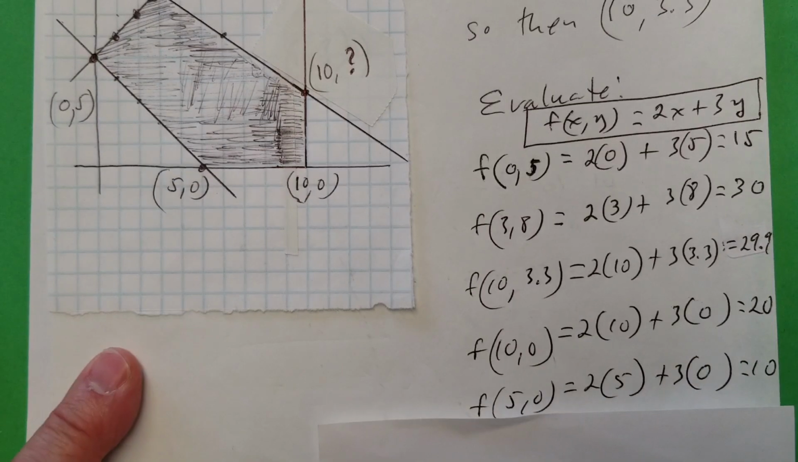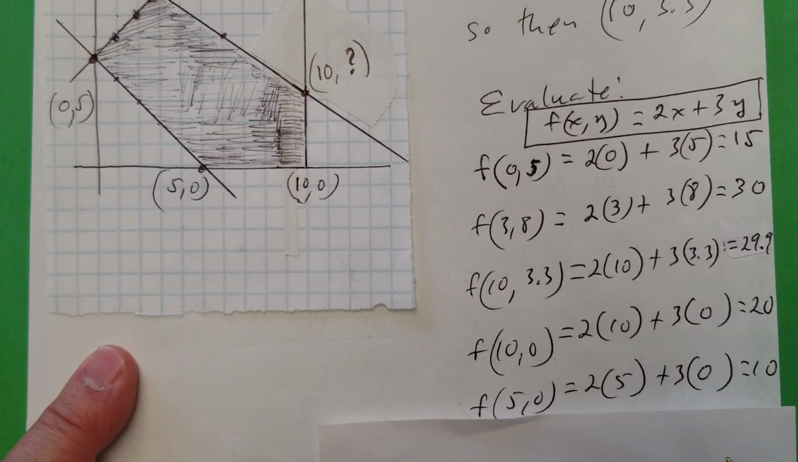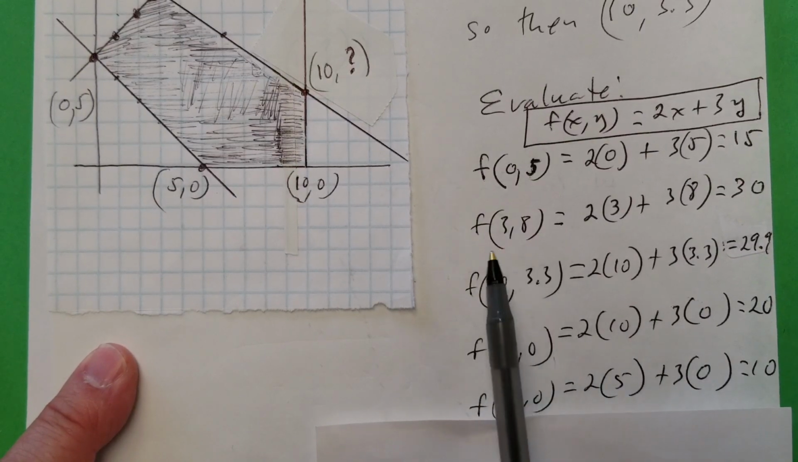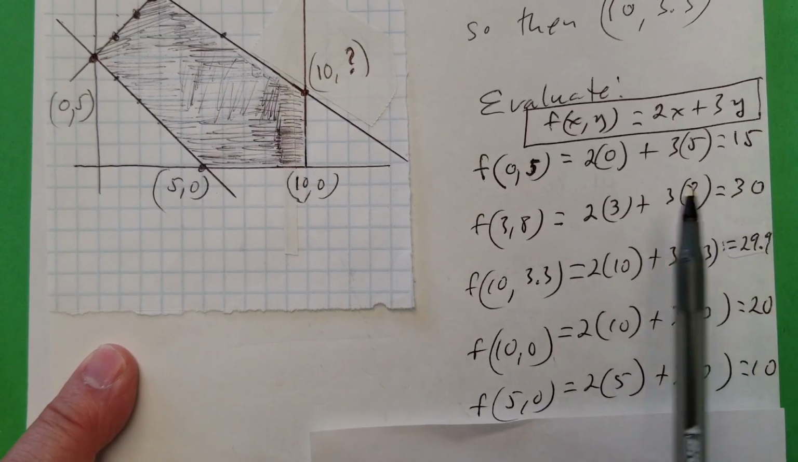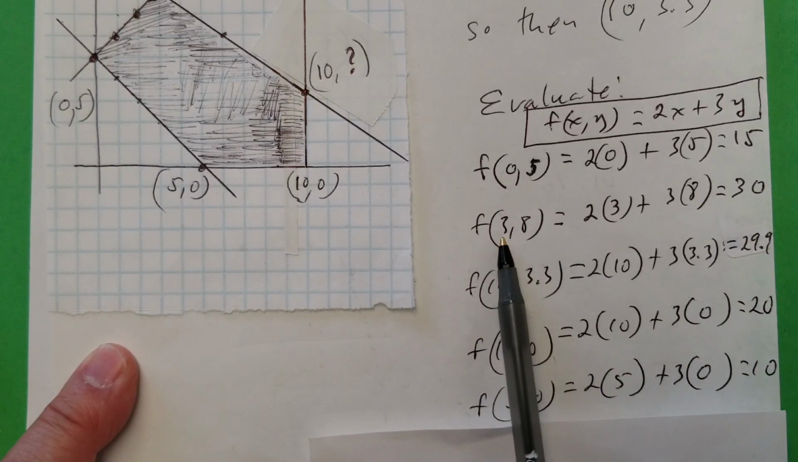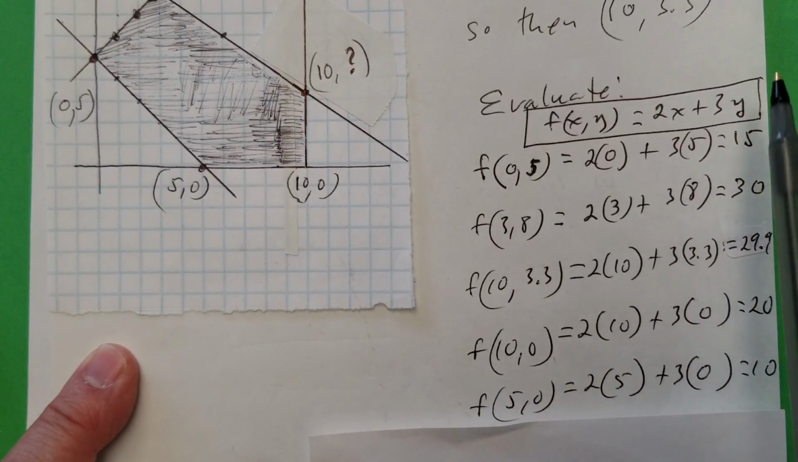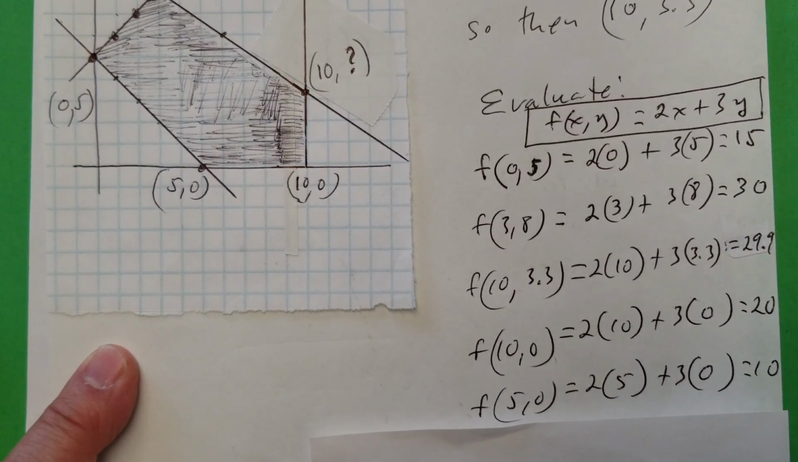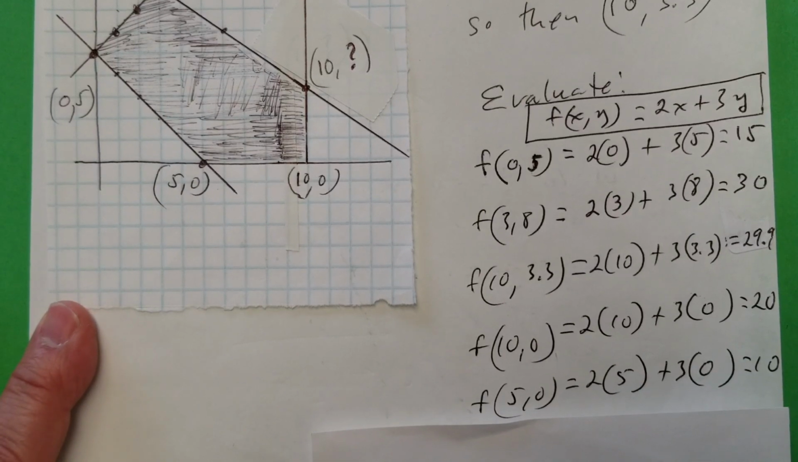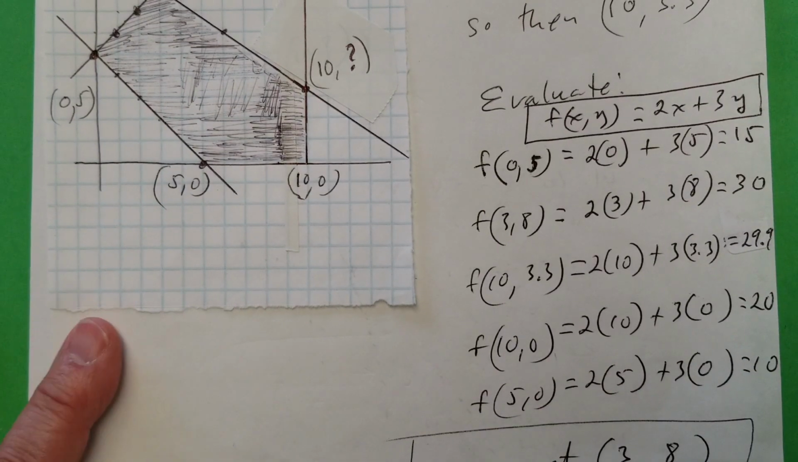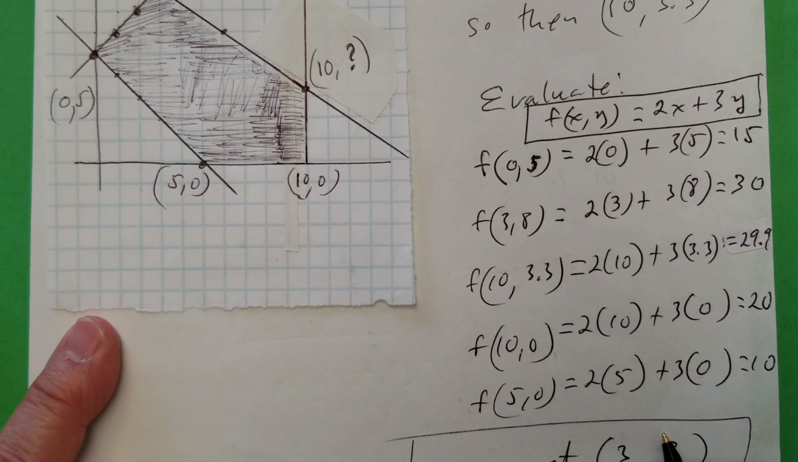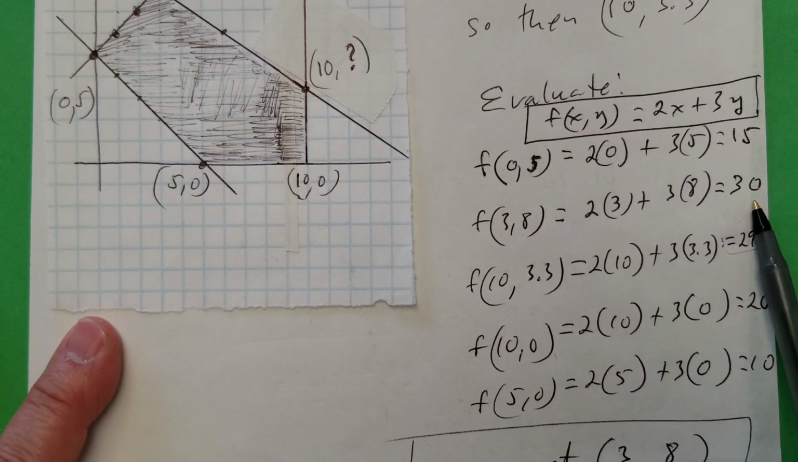So now I look back and see what is the maximum and minimum. The highest one was at 3, 8. That gave me 30. That was the maximum. It gave me the biggest answer. The minimum, the smallest answer, was given to me by 5, 0. Right? So that's what I wrote down. The maximum happens at 3, 8. Okay. The value is 30, but that's not the question.